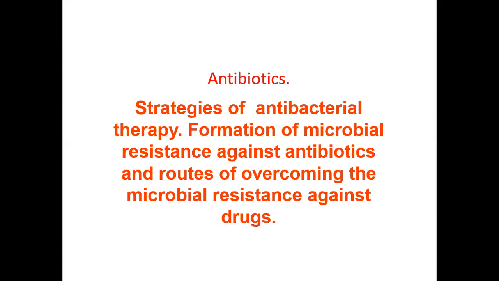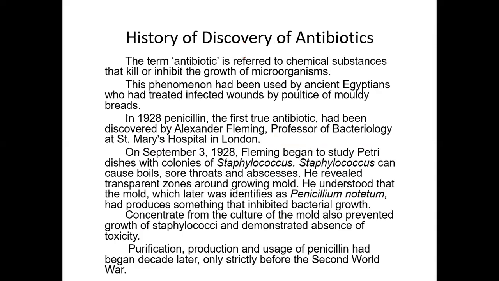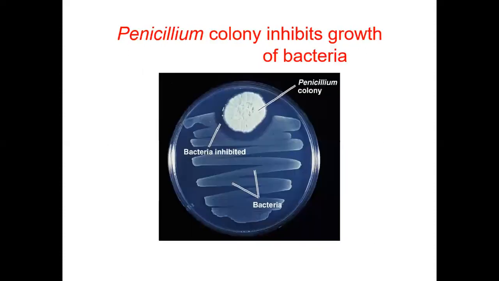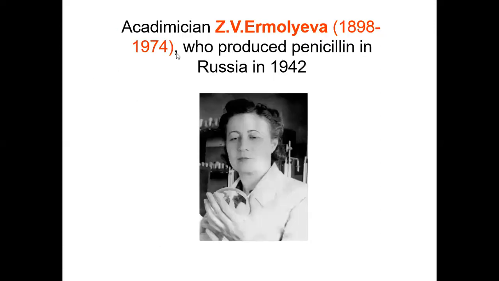And the next question is antibiotics. A very important question. Here you can read the history of the discovery of antibiotics. Alexander Fleming was the first who discovered antibiotics, and he found that molds can prevent the growth of Staphylococcus. And then in the 1940s, the first antibiotic, penicillin, was created. And in Russia, this discovery was made by Zinaida Vissarionovna Yermoleva.